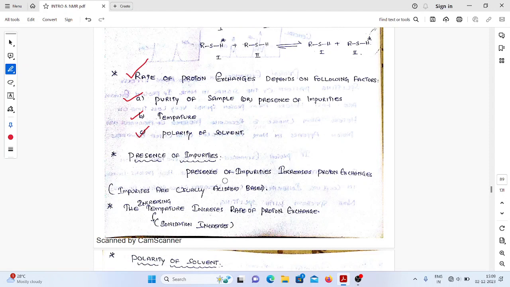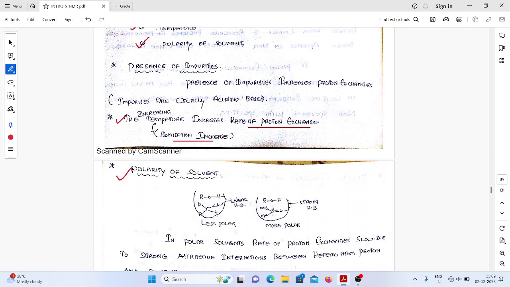Let's see the first one, purity. Presence of impurities increases the proton exchange. It means whenever you take an impure sample for the analysis, proton exchanges are higher. Second one, on increasing the temperature, the rate of proton exchange also increases. Why? Because ionization increases. Alcohols, acids, thiols are easily ionized, so they can easily produce H plus ions. So H plus ions can be easily replaced.